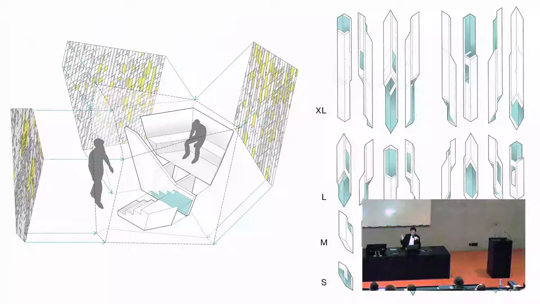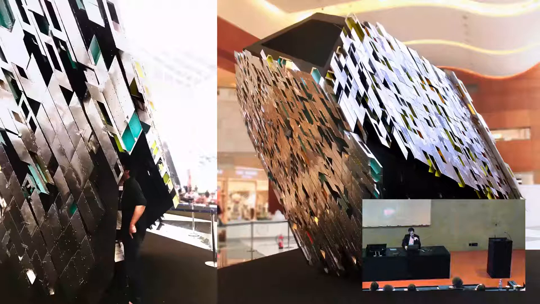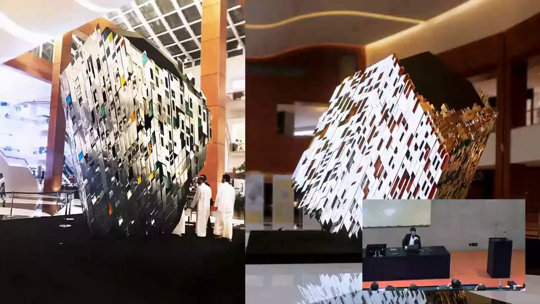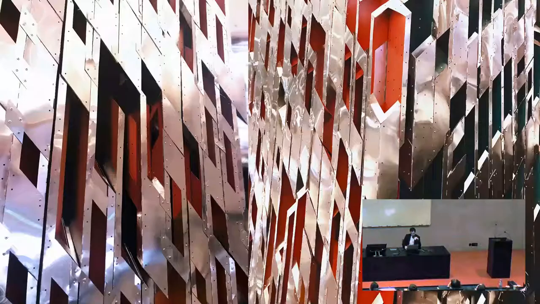Using, in this case, for example, this is just a single block that has different porosities. Depending on the way you combine it, it has 4 possible rotations, and it can create a very, very porous surface or a very solid one. That was quite a large installation in Kuwait.